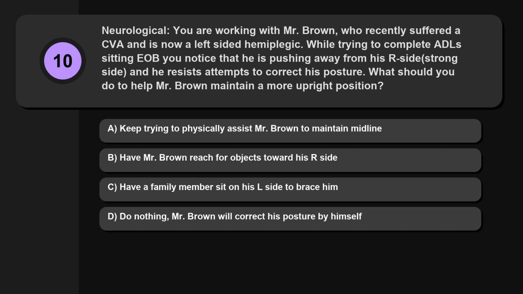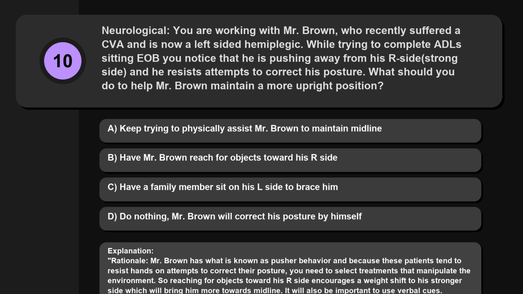Question 10. Neurological. You are working with Mr. Brown, who recently suffered a CVA and is now a left-sided hemiplegic. While trying to complete ADLs sitting EOB, you notice that he is pushing away from his R side, strong side, and he resists attempts to correct his posture. What should you do to help Mr. Brown maintain a more upright position? Option A, keep trying to physically assist Mr. Brown to maintain midline. Option B, have Mr. Brown reach for objects toward his R side. Option C, have a family member sit on his L side to brace him. Option D, do nothing, Mr. Brown will correct his posture by himself. The correct answer is option B.